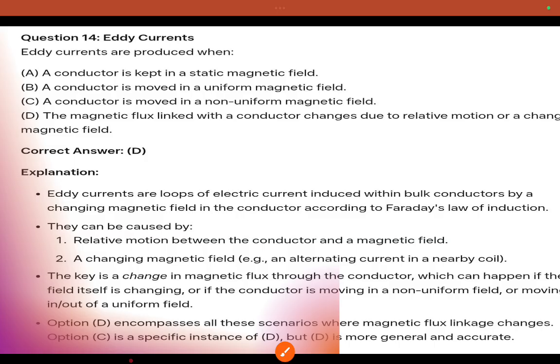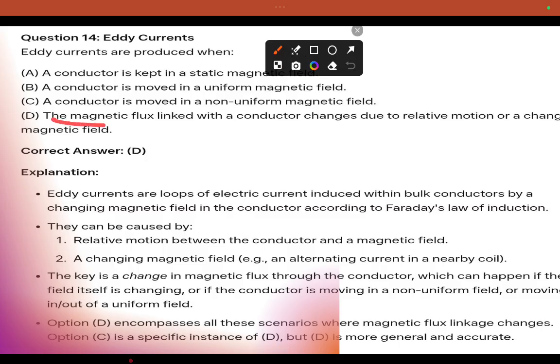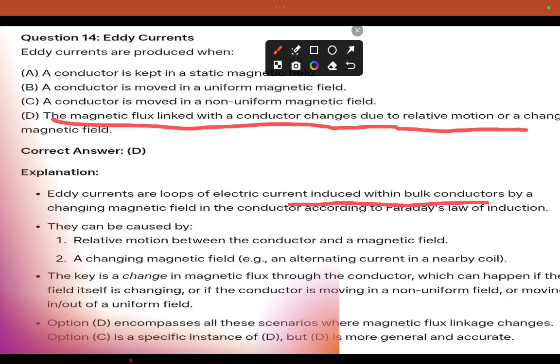Question number 14 is related to eddy current. Eddy currents are produced when a conductor experiences a changing magnetic flux. The magnetic flux linked with a conductor changes due to relative motion or a change in the magnetic field. Eddy currents are loops of electric current induced within conductors by a changing magnetic field in the conductor, according to Faraday's laws of induction. They can be caused by relative motion between the conductor and a magnetic field.